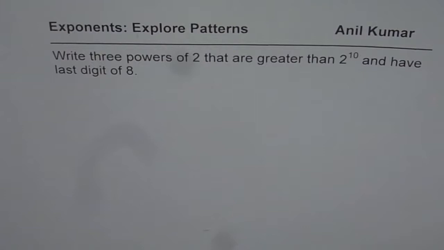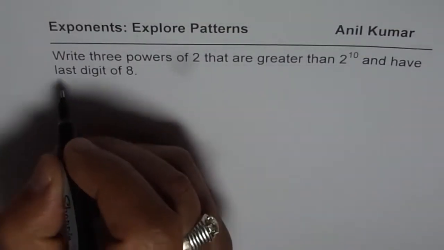We are exploring patterns with exponents. The question here is, write three powers of 2 that are greater than 2 to the power of 10 and have last digit of 2. That is very interesting. You can pause the video, answer the question, and then look into my suggestions. So how can we answer this question? Let us explore the trend.